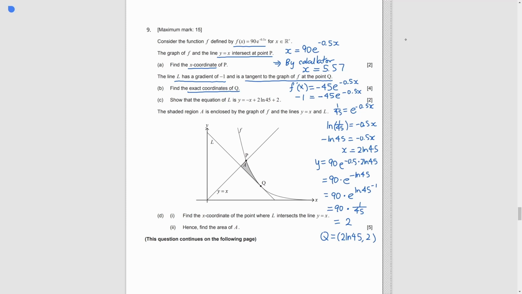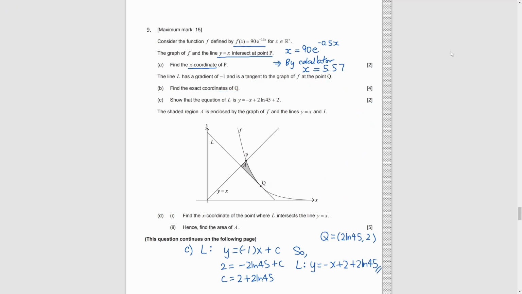Part C. Find the equation of L. As we know, the slope of L is -1. By y equals mx plus c, we have the following. And we just need to put point Q into the equation. And we can find c, as well as the equation of L. Part D. We need to find the x-coordinate of the point where L meets y equals x. So, just set them equal and solve it.